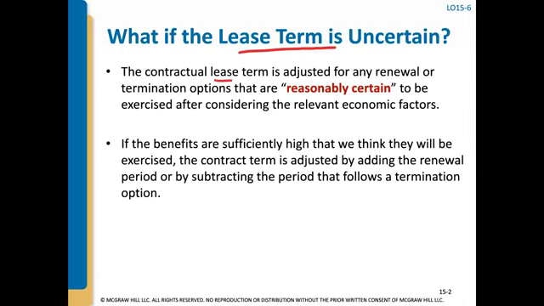Sometimes the lease is adjusted for any renewal or termination options, okay? So if those renewal or termination options are considered to be reasonably certain to be exercised, then the contract term, the lease term, needs to be adjusted for any sort of renewal or termination if it's reasonably certain that it will be exercised.